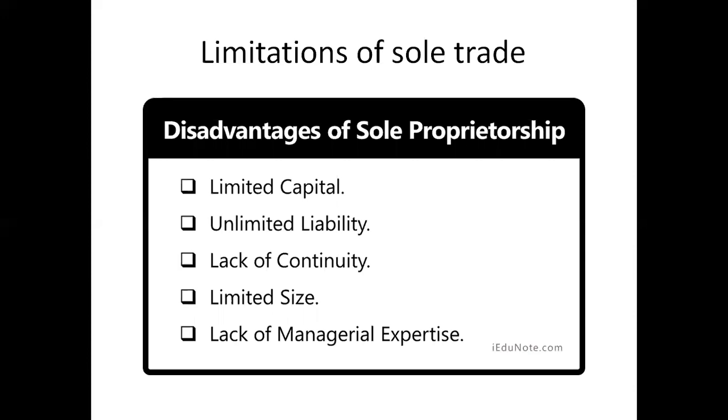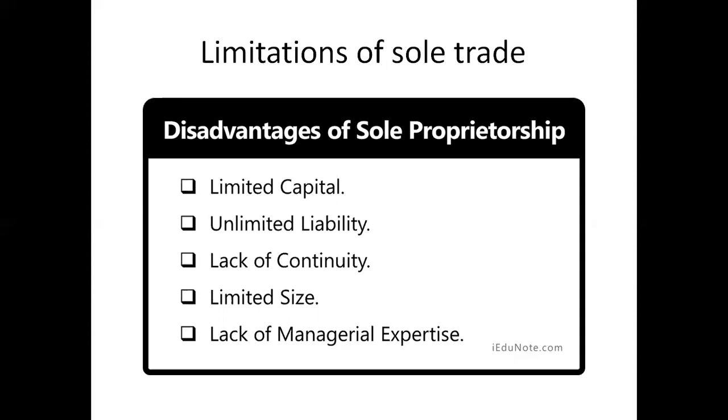Here are some limitations of sole trade, or you can also say disadvantages of sole proprietorship. The first one is limited capital. As only one person has the authority to invest capital, the amount of capital is very limited. Next is unlimited liability. All the liability is on one shoulder only. There is no sharing of the liabilities. Lack of continuity. In some cases, the sole proprietor is not able to manage everything. In such cases, he has to shut down his shop or business, and continuity is lost.